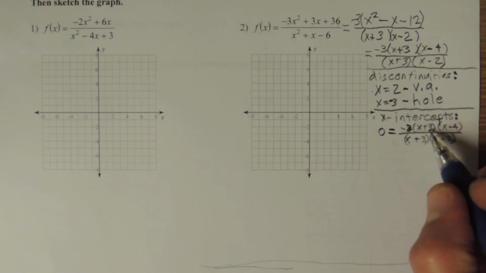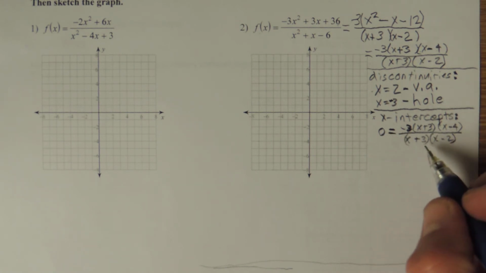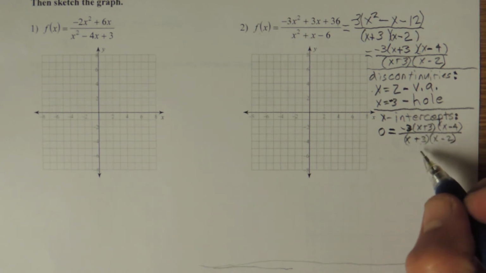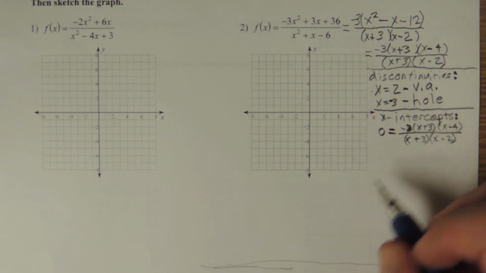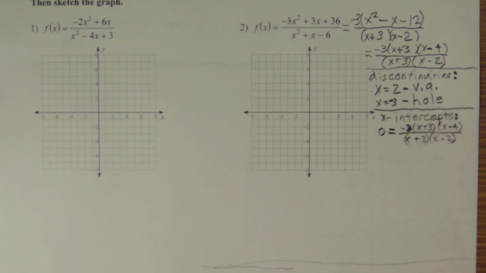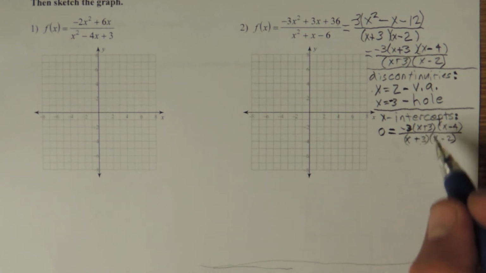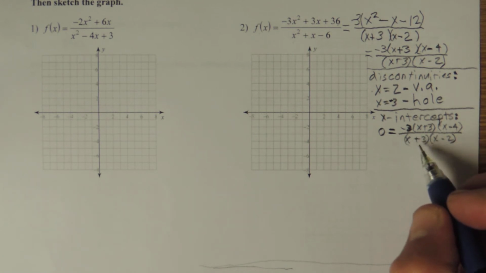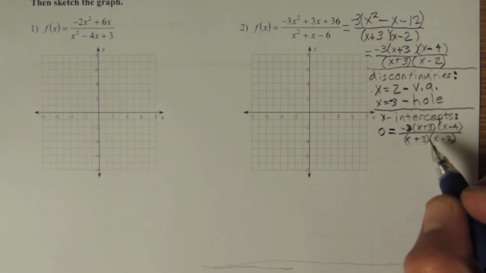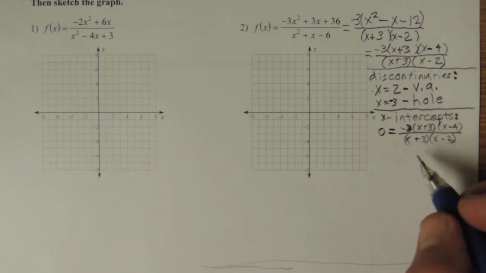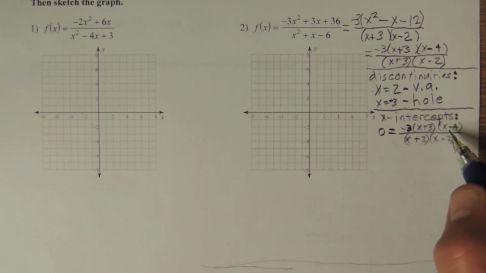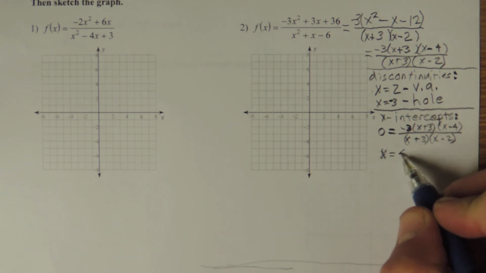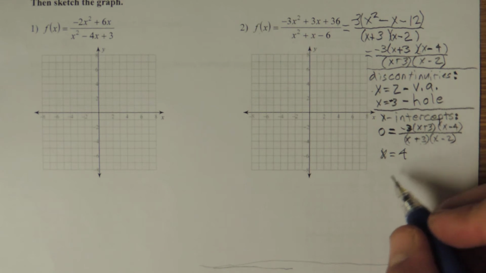But if I have x equal -3, I do not get 0 because I have my discontinuity. So even though that would make the numerator 0, it does not make the function 0 because the function does not exist there. So x equal -3 is not an x-intercept. If I had not had this down here, it would be. But since it's a discontinuity, it's not an x-intercept. My only x-intercept is 4. So at x equals 4, I have an x-intercept.